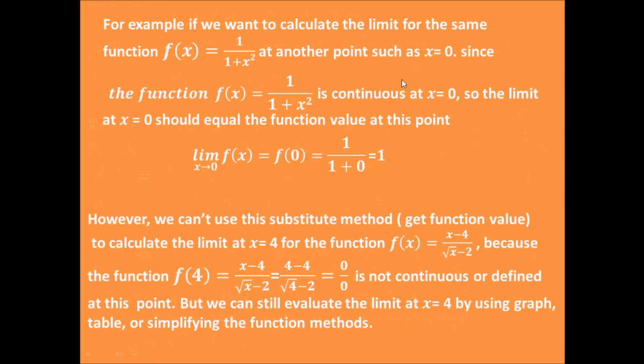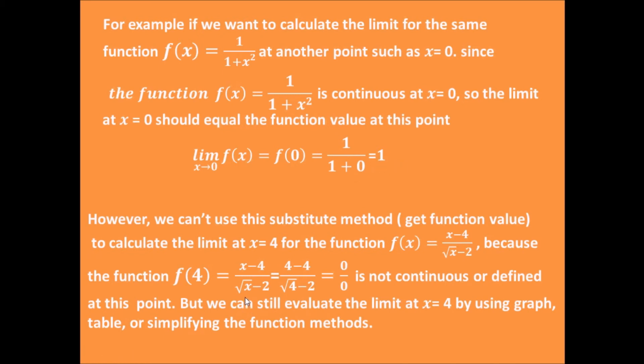Here, if we want to calculate the function limit at another point, such as x equals 0, as we know, the function f(x) is continuous at x equals 0, so we can just calculate the function value at x equals 0 to get the function limit at this point. Because the function is continuous, the function value and the function limit should be the same, equal to 1.